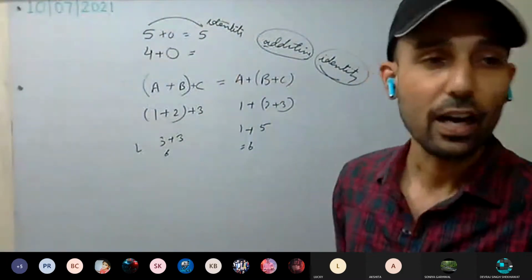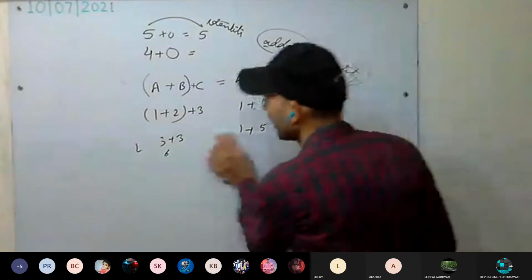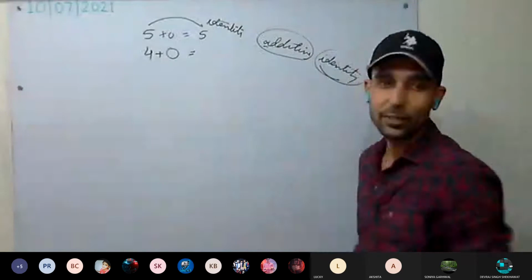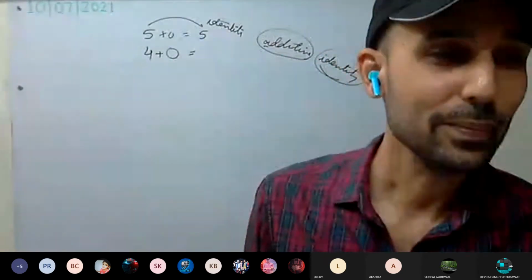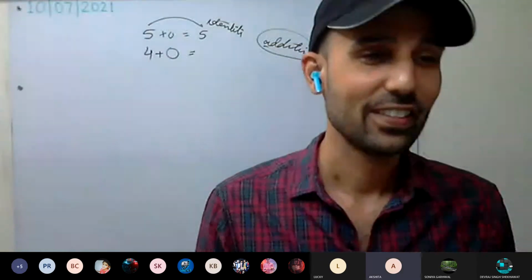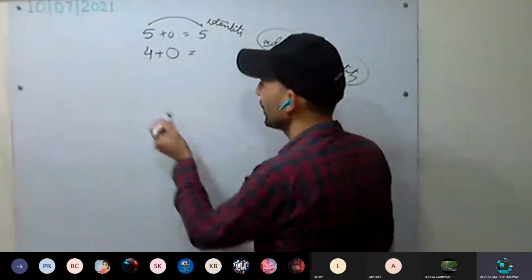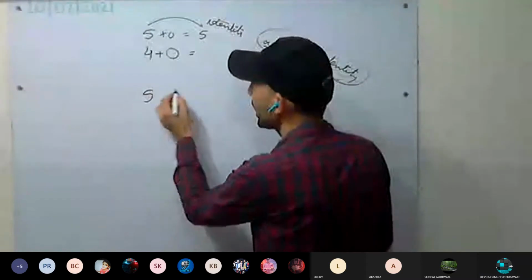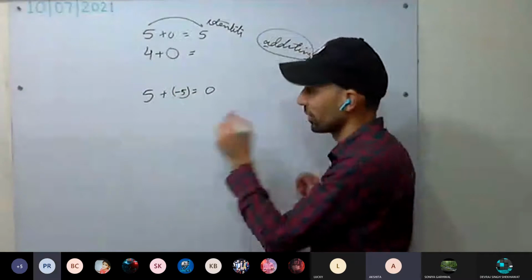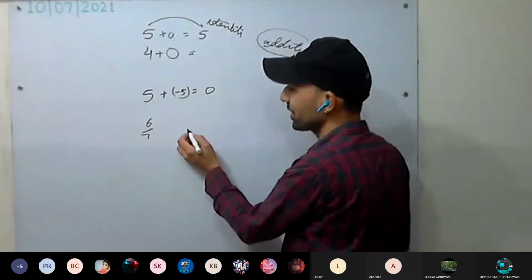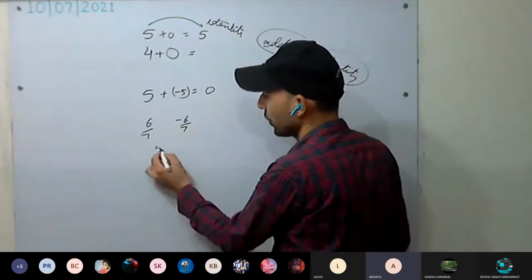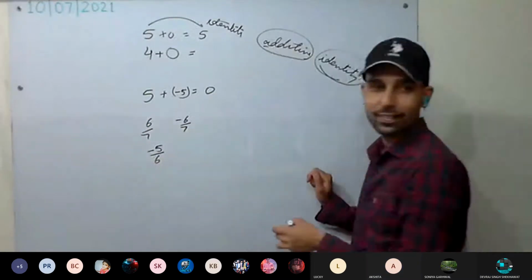Now additive inverse. That is, what should be added to you so that you become 0? Minus of you. Okay, 5. The answer must be 0. That means plus what should we add? Minus 5. Okay, 6 by 7. What should be added? Minus 6 by 7.